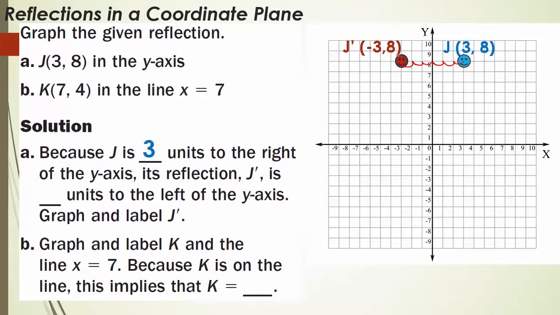Because J is 3 units to the right of the y-axis, its reflection J prime is 3 units to the left of the y-axis. B, K(7, 4) in the line x = 7. So what we really need to do is reflect the point (7, 4) across the line of reflection x = 7. So first graph and label K and the line x = 7. So here's x = 7 and here's K at (7, 4). Since we are reflecting across the line x = 7, which is exactly the x coordinate of this point, it basically implies K is K prime. So there's really not much reflection to do over here.